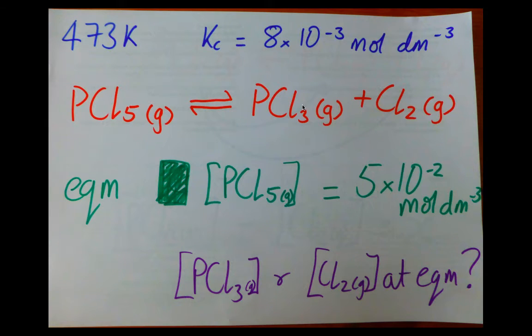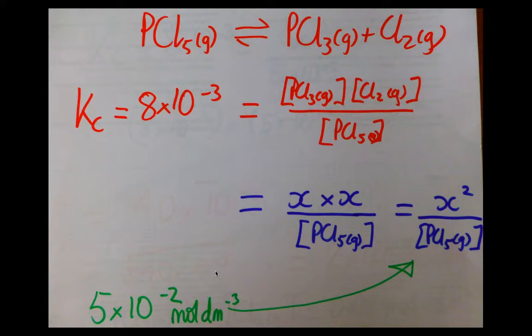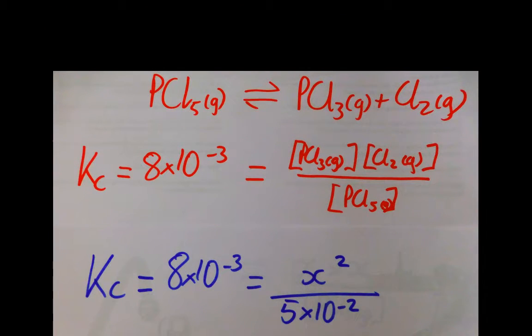Now, what do we know and what are we trying to find out? We were told at the beginning that the equilibrium concentration of PCl5 is 5 times 10 to the minus 2. Here we are. So therefore we can substitute that into the equation as well. Okay, so we know this is Kc, we know this is the expression for Kc, we've called these two concentrations x, and we know this concentration here.